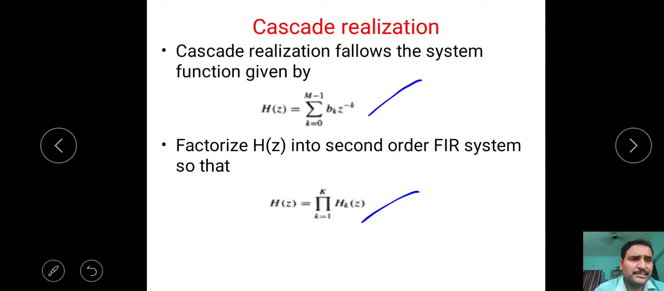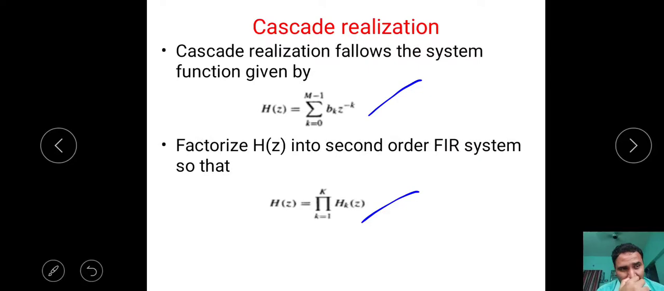That means H(z) equals H1(z) into H2(z) into H3(z) into H4(z) into Hk(z). That means we divided the entire system function into a number of subfunctions. Why? Because it is very complex in nature. That's why we divide it into a number of subsystems. Each subsystem is designed by using direct form realization.